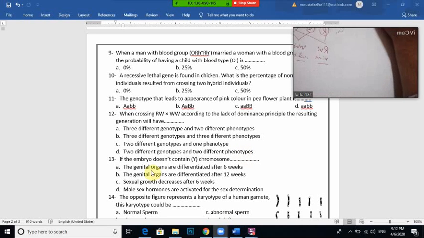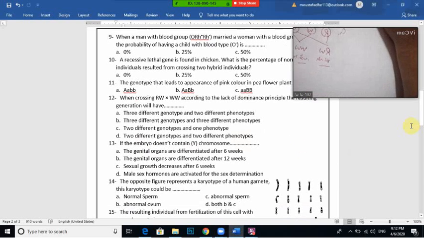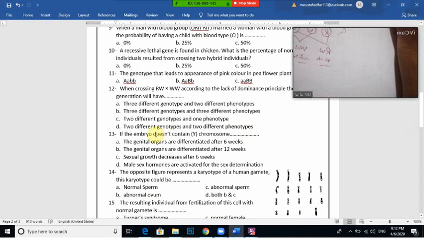Question number 13, the embryo which doesn't contain Y chromosome is a female, because the female doesn't contain Y chromosome. The genital organs are differentiated after 12 weeks of pregnancy. We knew that the female genital organs at 12 weeks of pregnancy begin their differentiation. So if the embryo doesn't contain Y chromosome, its genital organs will be differentiated after 12 weeks of pregnancy because it's a female.